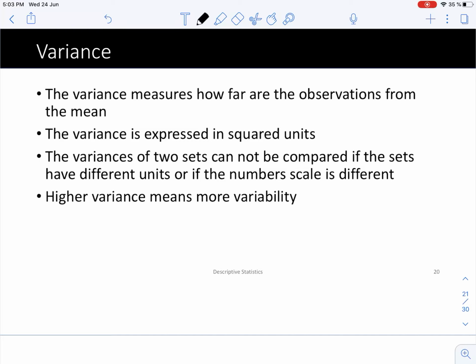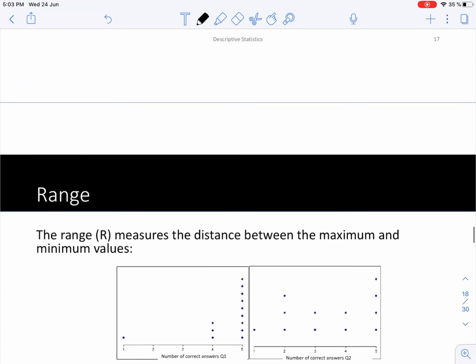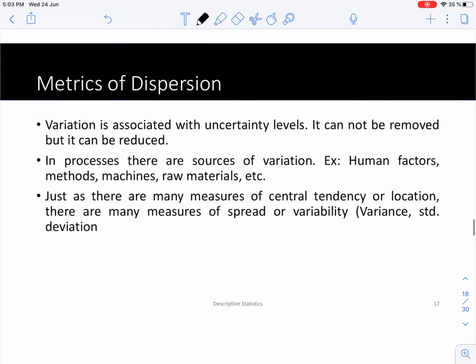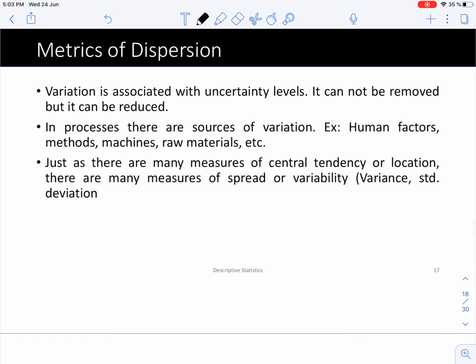In previous videos, we have analyzed centrality metrics and position metrics. And now we're going to talk about dispersion metrics. Dispersion metrics are relevant when we're trying to capture how widespread our observations are, when you want to check how precise the data is. Remember the discussion about accuracy, which is related to the centrality measures, and precision. So precision is related to dispersion.